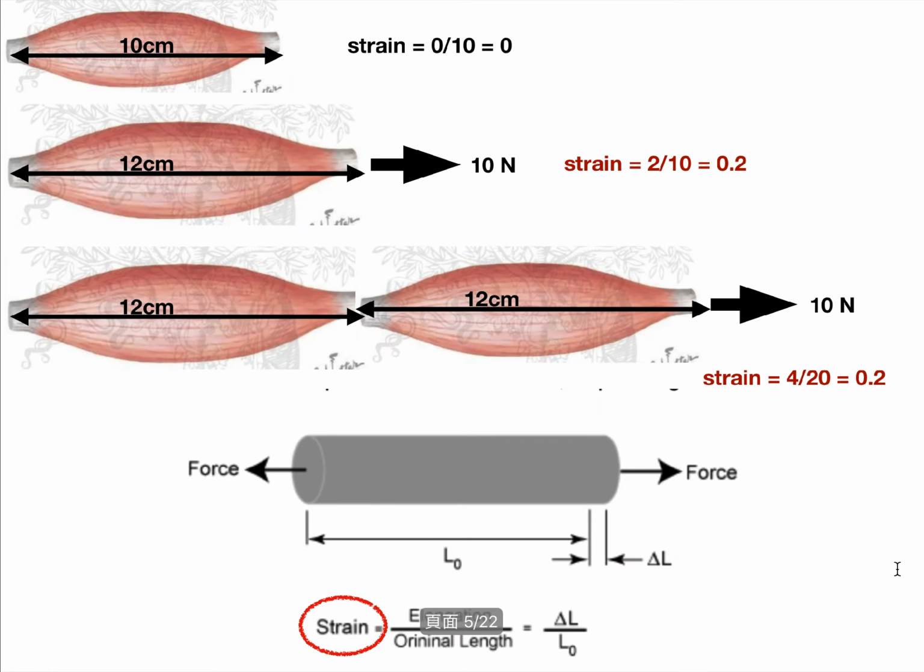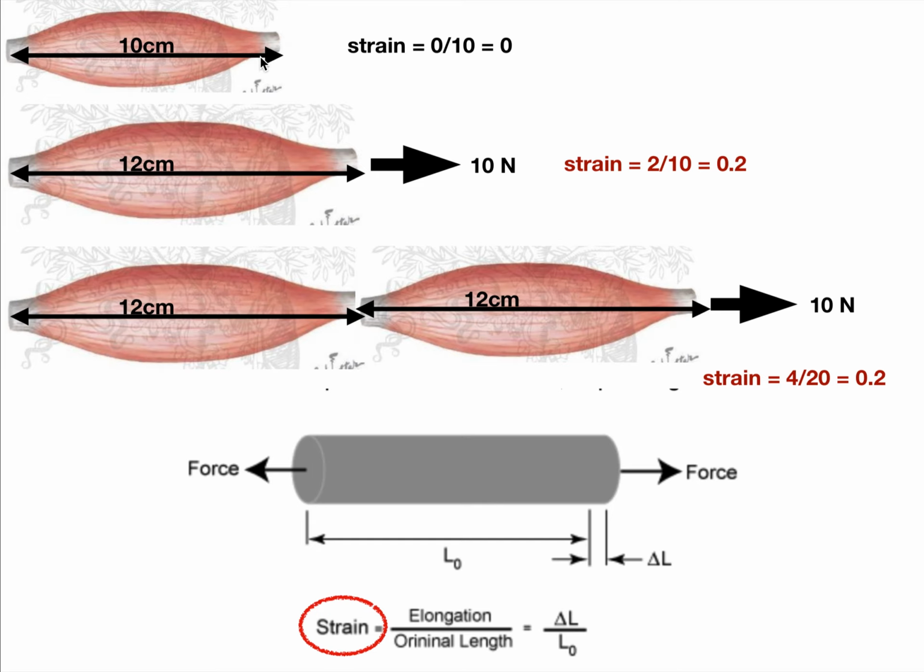Okay, and after stress, we want to know why do we calculate strain in this way? So it's a pretty similar example. We have a muscle fiber and the original length when it's at rest is 10 centimeters. So we calculate the strain, which is delta L is 0. There is no change in the length, right? And the original length is 10. So 0 divided by 10 equals 0. And then we apply 10 Newton force to this muscle fiber. And it extended a little bit. So the change of length would be 2 centimeters, right?